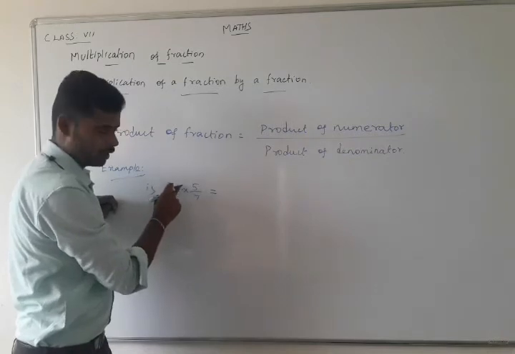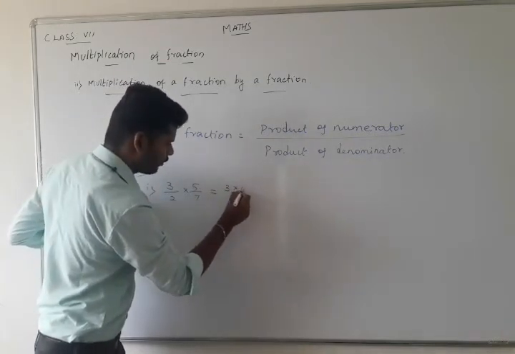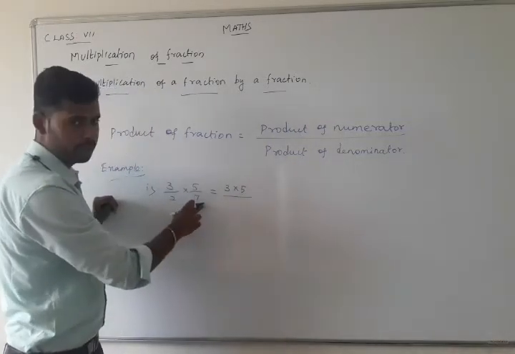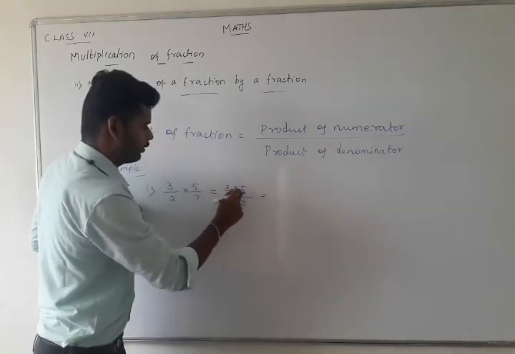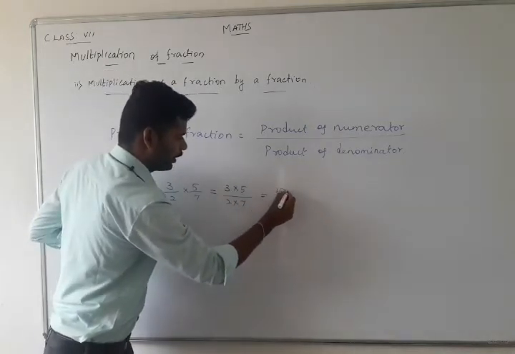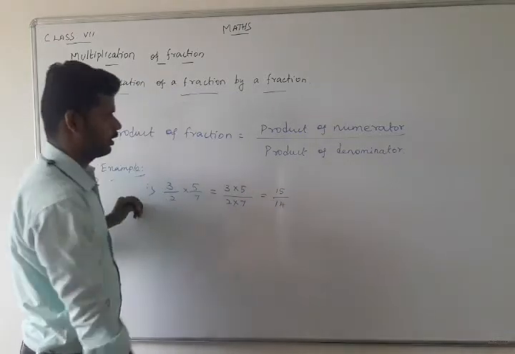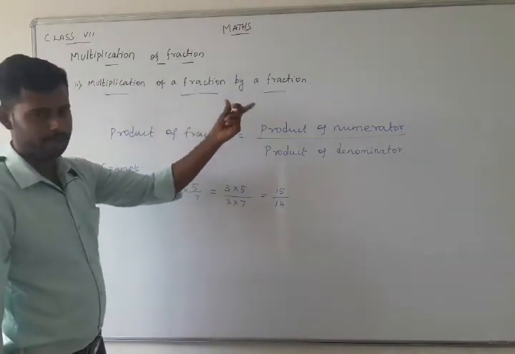This one here, numerator. This also numerator. So 3 into 5 divide product of denominators. Here denominator, here also denominator. So 2 into 7. 3 5s are 15 divide 2 7s are 14. This is for multiplication of a fraction by a fraction.